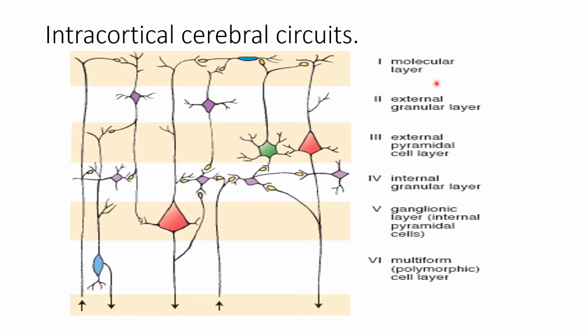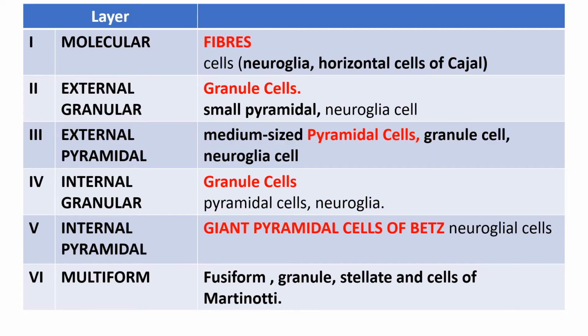The first layer is the molecular layer, then the granular layer. So two external layers: external granular, external pyramidal. Then internal granular, internal pyramidal, or the ganglionic. That is how you can remember. And the odd one out is the pleomorphic or polymorphic layer, which has all the different sizes and shapes.